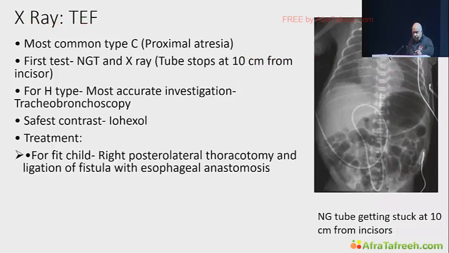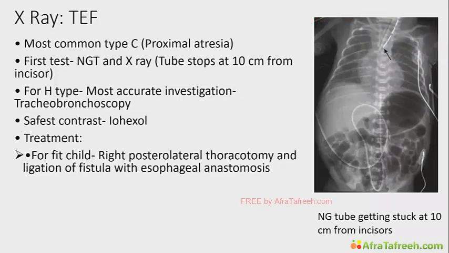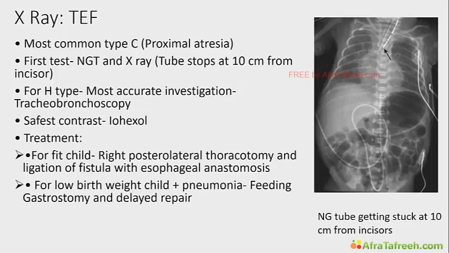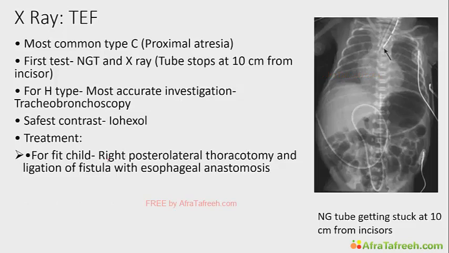And what's the treatment? We decide the fitness of the patient first, on only two parameters: one is weight, second is pneumonia. Only two things you see, pneumonia and weight. If the weight is good and there is no pneumonia, you operate. How do you operate? Thoracotomy. Which thoracotomy? Right posterolateral. So we go for right posterolateral thoracotomy and anastomosis.